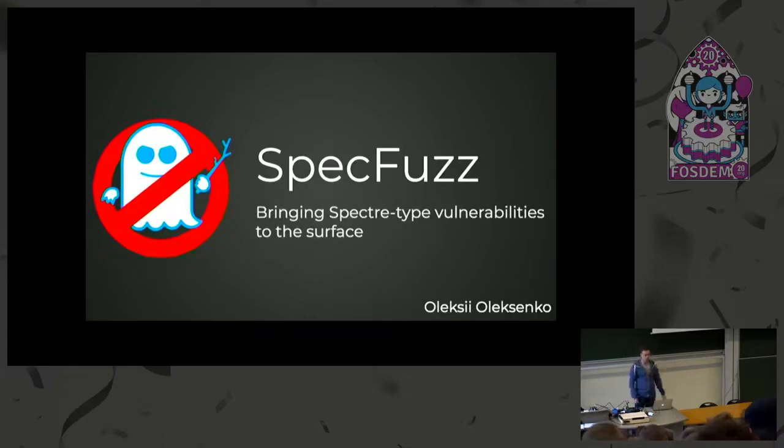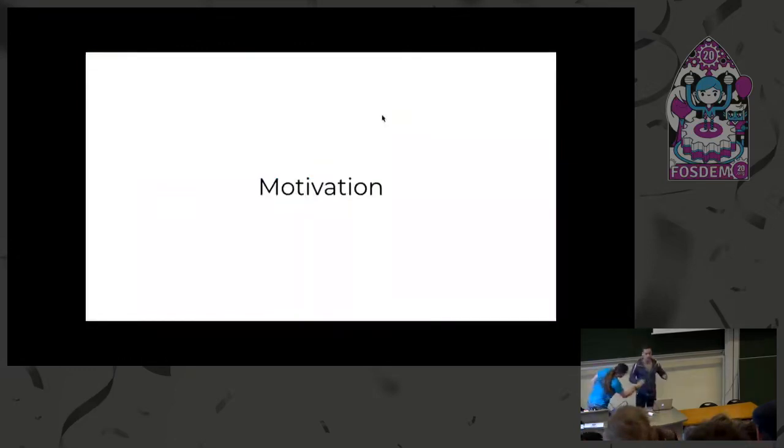Hello everyone, my name is Oleksiy, and today I'm going to talk about how we can detect speculative attacks with common and conventional dynamic testing techniques, such as fuzzing, for example. And it doesn't work. Really. Okay, now it works. Let's start with the motivation.